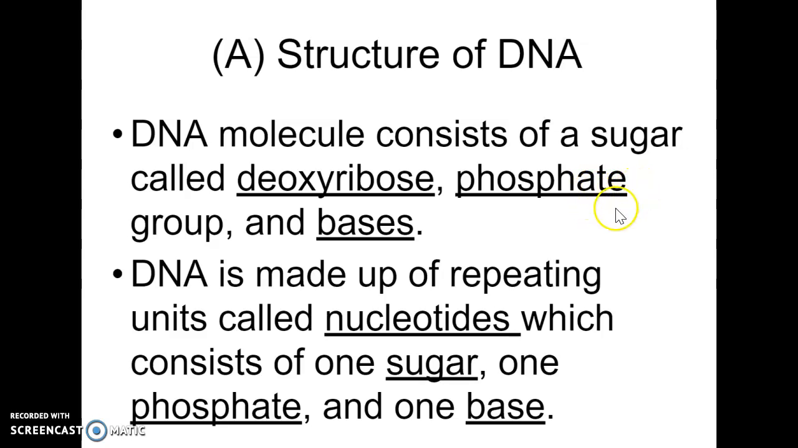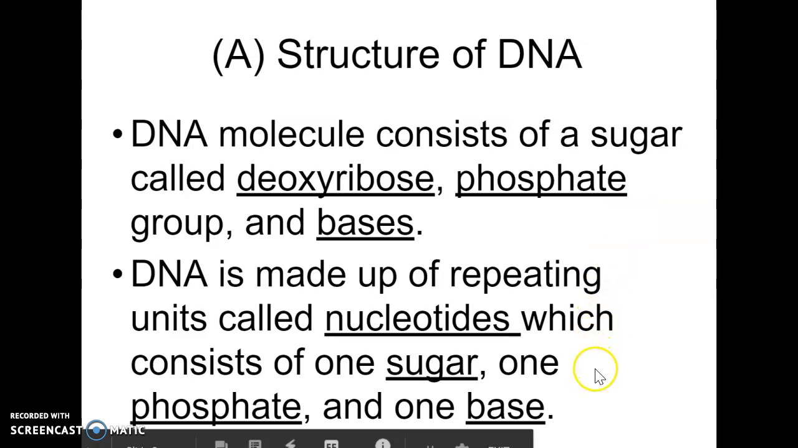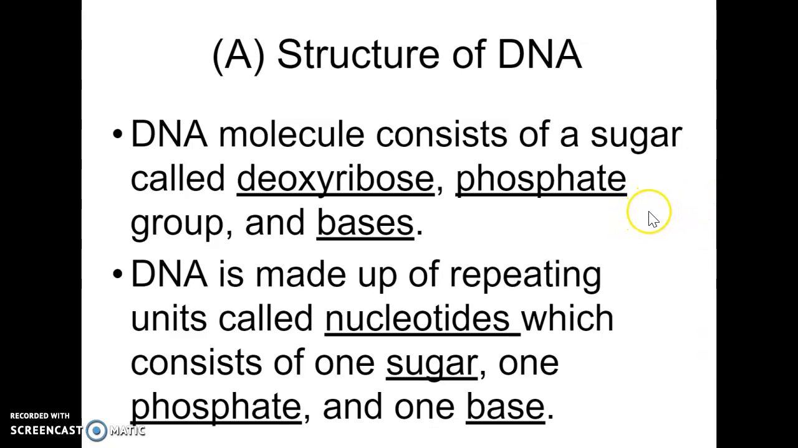And those sugars and phosphates are going to line up down each side of the DNA. DNA looks like a twisted ladder, so each side is going to have sugar, phosphate, sugar, phosphate, sugar, phosphate alternating. And then our rungs between our two rails are going to be where those bases come together. Our adenines are going to combine with our thymines. Our cytosines are going to combine with our guanines. So A to T and G to C.